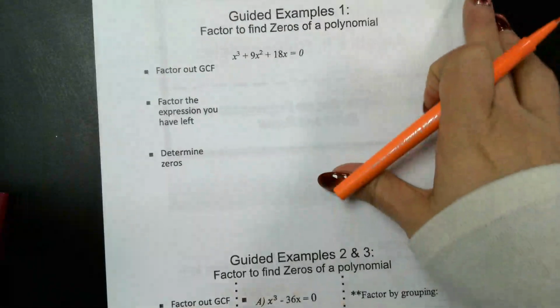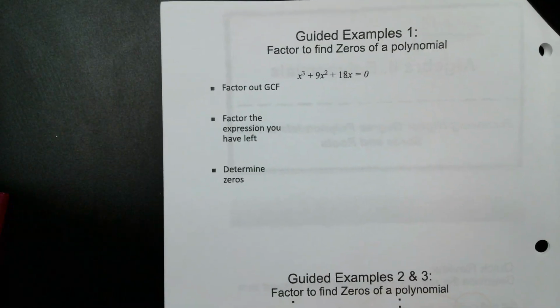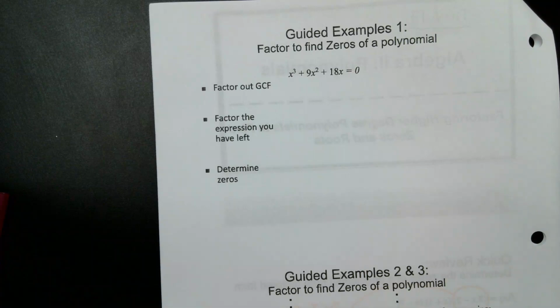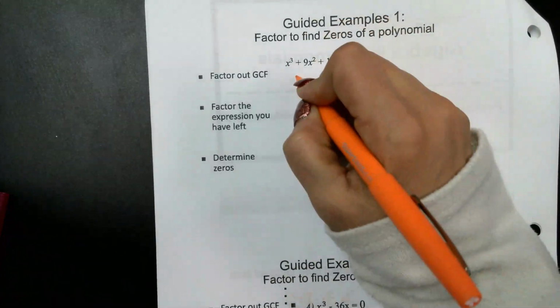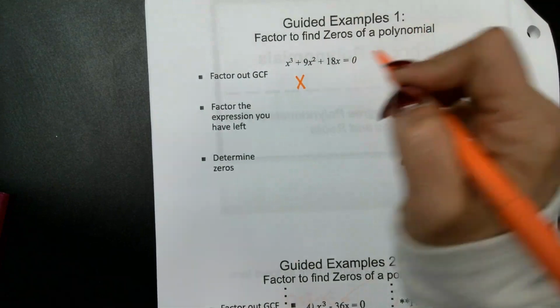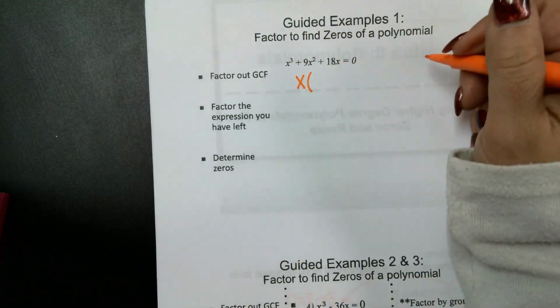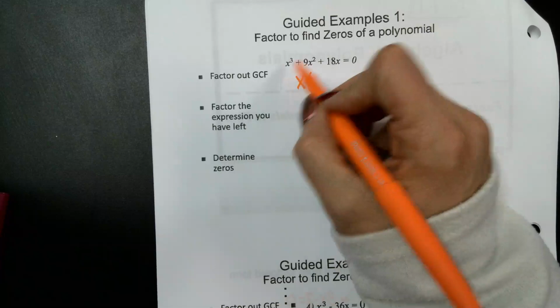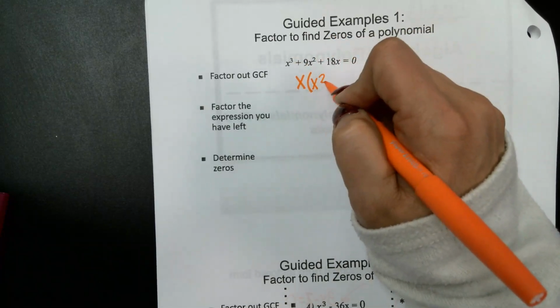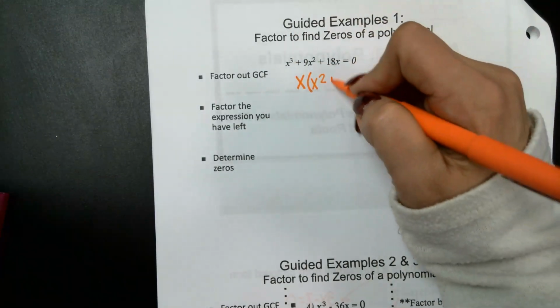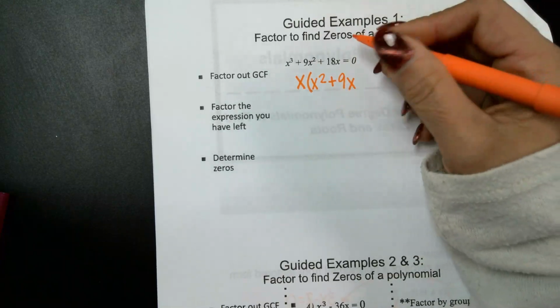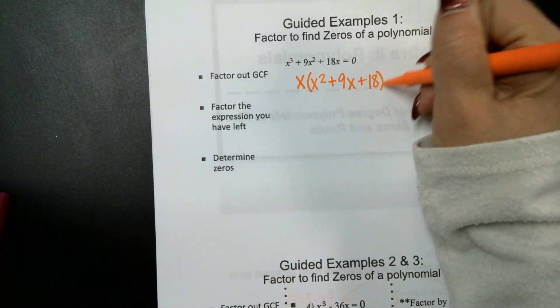All right, so now we're going to do some more examples here. We have x to the third plus 9x squared plus 18x equals 0. Do they have anything in common? What do they have in common? So we're going to factor out the letter x, and then in parentheses, let's put what would be left over. So instead of x cubed, we have x squared. Instead of 9x squared, we have 9x, and instead of 18x, we just have the 18.